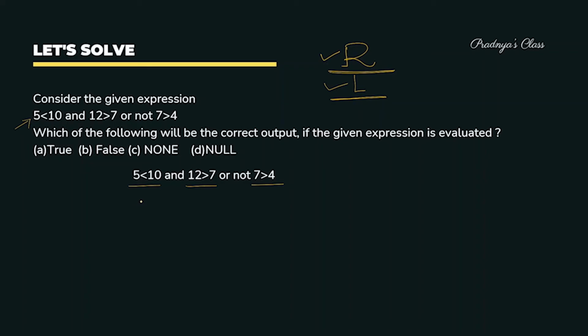5 is less than 10. Yes, 5 is less than 10. 12 is greater than 7. Yes, this is also true. 7 is greater than 4. Yes, this is also true. और बाकी लॉजिकल ऑपरेटर्स हम फिलहाल एज इट इज़ लिख लेते हैं। और अब इस इक्वेशन में तो सारे लॉजिकल ऑपरेटर्स है, तो मिस्टेक्स की तो कोई गुंजाइश ही नहीं। वी आर वेल फैमिलियर विद द वर्किंग ऑफ लॉजिकल ऑपरेटर्स। सबसे पहले सॉल्व होगा नॉट। सो नॉट ऑफ ट्रू विल बी फॉल्स। So we got the expression like this.